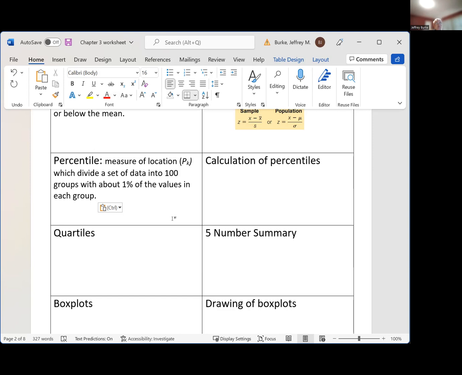Let's say, for example, if anyone has ever taken an SAT, you find maybe you're in the 60th percentile. That means that of all the scores on the SAT, your score is higher than 60% of the other people who took the SAT. So that's kind of what's being said there. The calculation of percentiles, there are two types of calculations that are involved here.